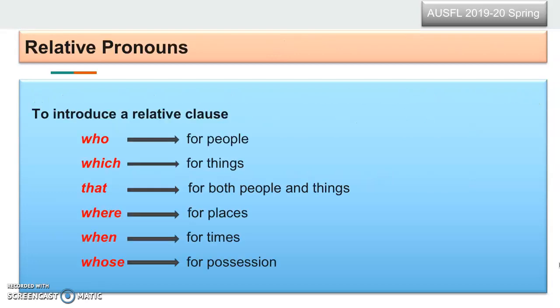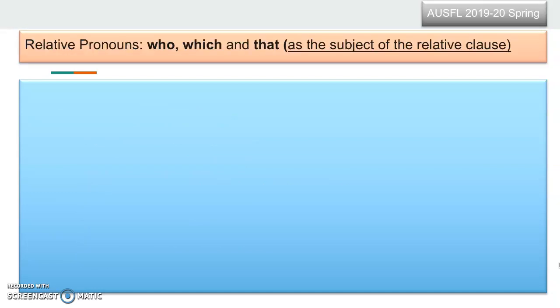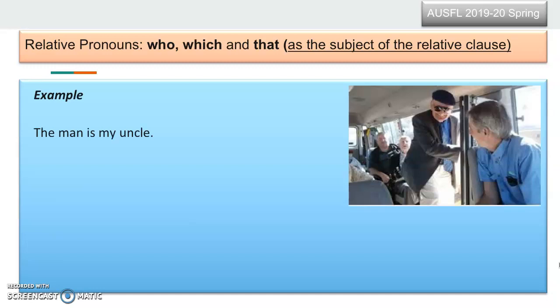We use relative pronouns to introduce relative clauses. Relative pronouns who, which, and that can be used as the subject of the relative clause. Let's see an example. The sentence, "The man is my uncle," is not very clear in meaning because, as you can see in the photo, there are a few men. So which man are we talking about? We need to describe the noun man.